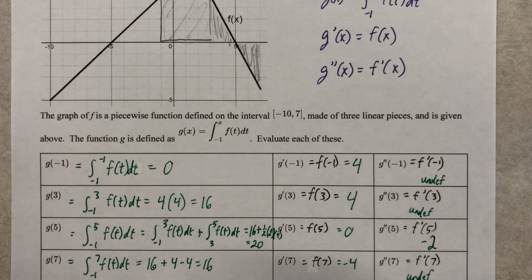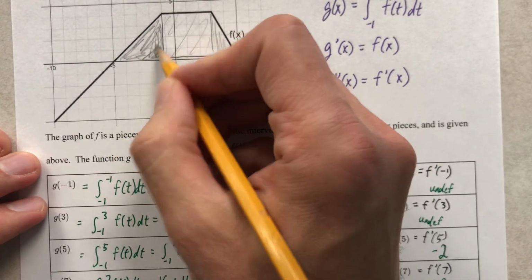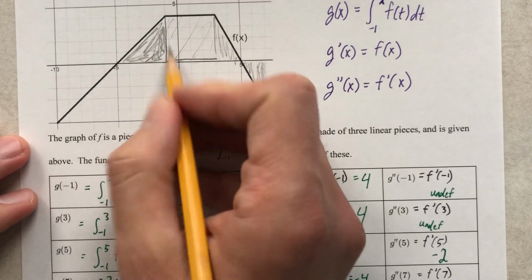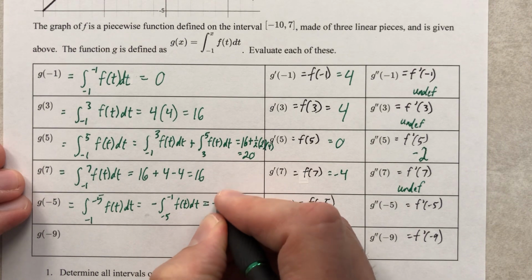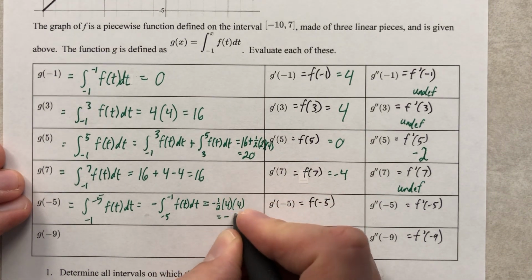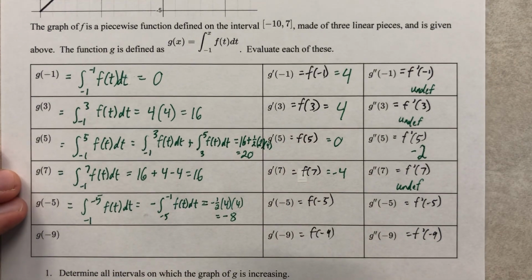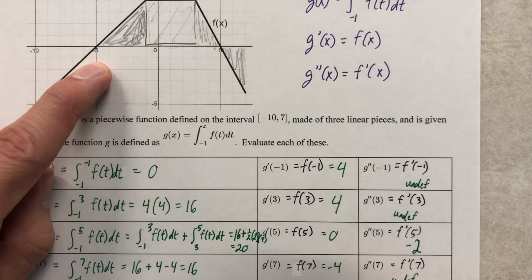Okay, well now I'm going to find the area from -5 to -1, which would be 1/2 4 times 4. But I just sort of lied, so it's -1/2 4 times 4, and that's going to give me -8. Okay, let's find f of -5. F of -5 is 0.